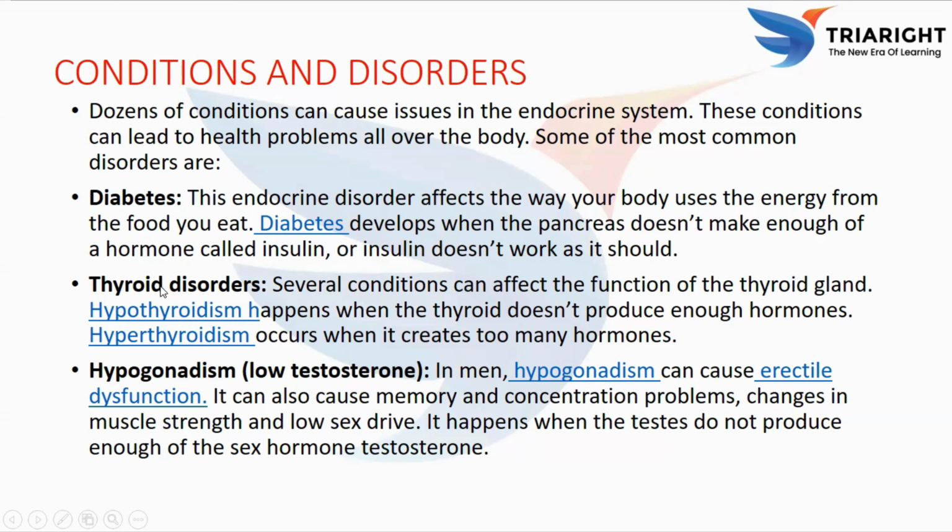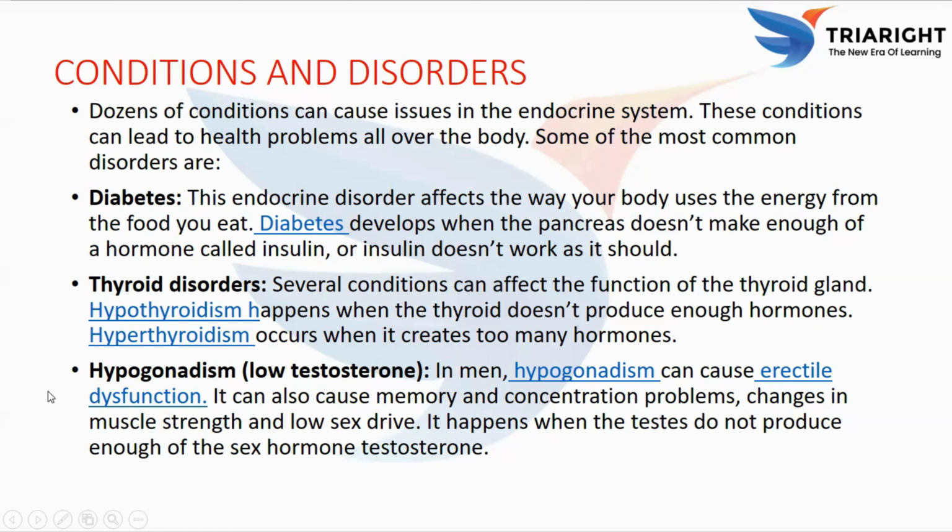Symptoms of hypothyroidism are tiredness, weight gain, dry skin, hair loss, and feeling cold. Whereas symptoms of hyperthyroidism are weight loss, fast heartbeat, nervousness, sweating, and feeling hot. So if the thyroid is slow, the body slows down, which results in hypothyroidism. If the thyroid is fast, the body speeds up, which results in hyperthyroidism.